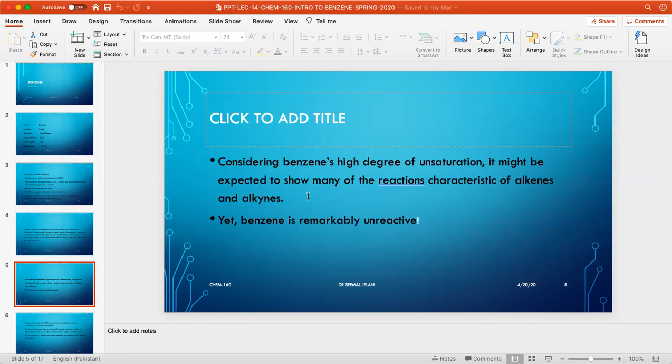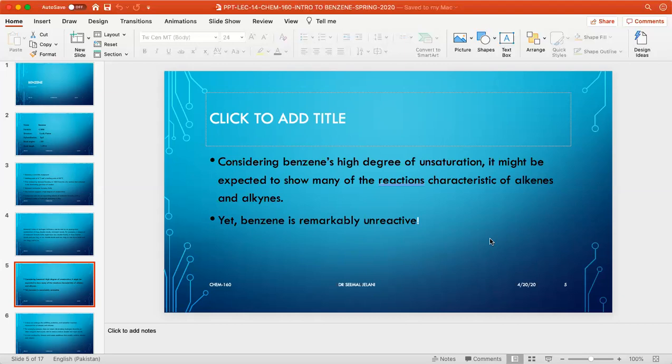Alkenes and alkynes readily undergo addition reactions. Now, why are alkenes and alkynes very reactive? Because of the presence of the double bond and the triple bond. A double bond means a surplus availability of electrons, which can be easily grabbed or trapped by any electrophile to make a new bond. But in the case of benzene, it is highly unreactive. It does not undergo addition reactions.